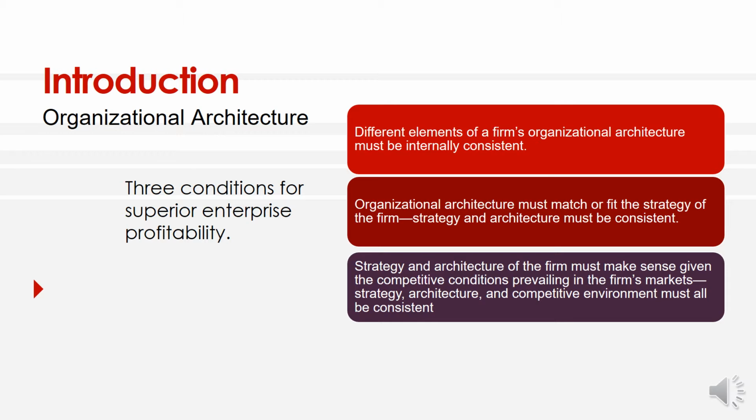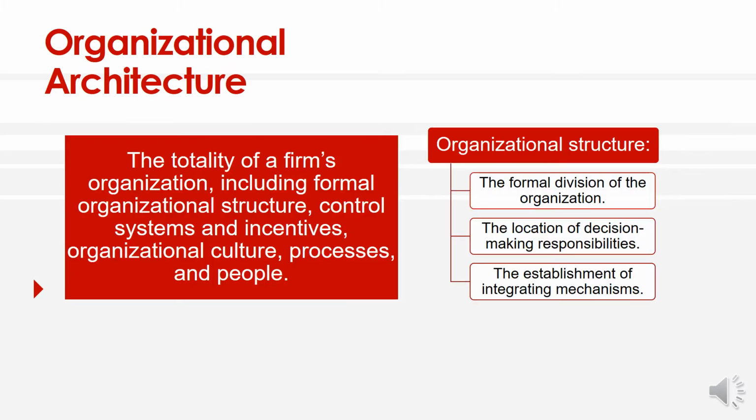Third, the strategy and architecture of a firm must make sense given the competitive conditions prevailing in the firm's markets. Strategy, architecture, and the competitive environment must all be consistent. Moving to organizational architecture: it is the totality of a firm's organization, including formal organizational structure, control systems and incentives, organizational culture, processes, and people.